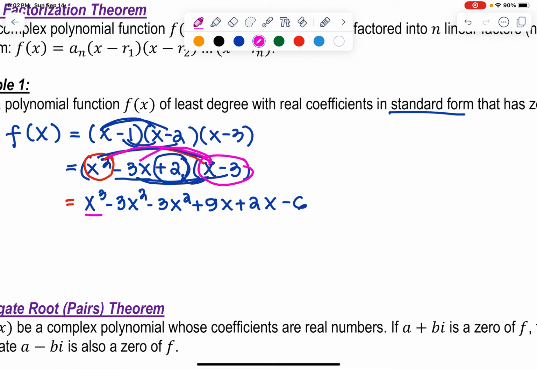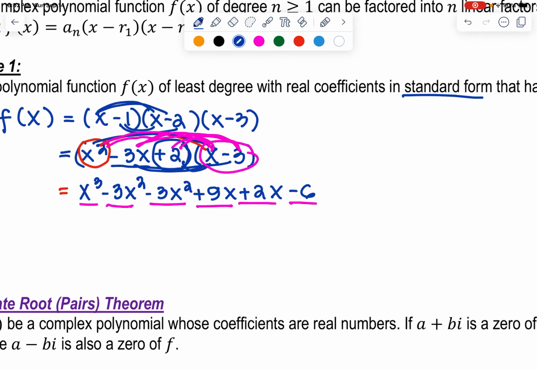X times -3x is the -3x squared, which is right here. And x times 2 is 2x. Then I could have distributed the -3 and got -3x squared. -3 times -3x is my +9x, and a -3 times 2 is a -6. So it doesn't matter which way you do it, you're going to get the same terms.